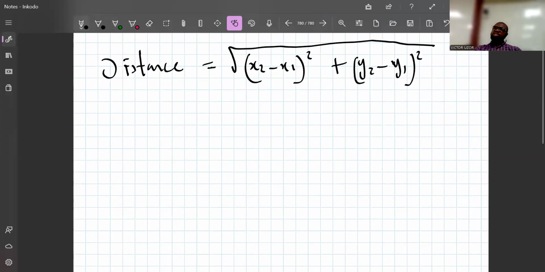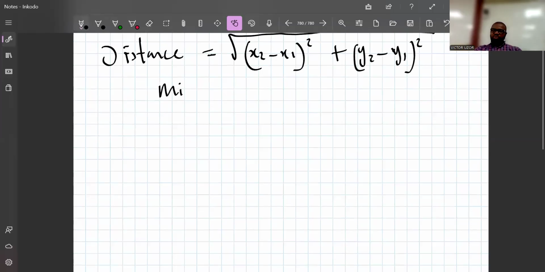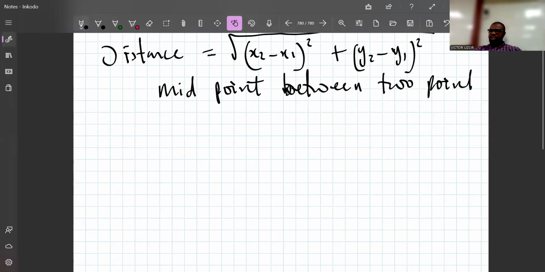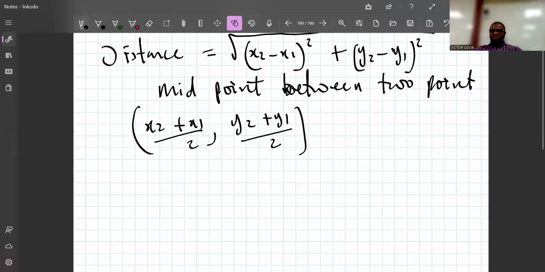So the next thing again is the midpoint between 2 points. Obviously, for it to be a midpoint, there have to be 2 points there. So the formula for finding the midpoint on a graph is x2 plus x1 all over 2, comma, y2 plus y1 all over 2. So this is how it's going to be.